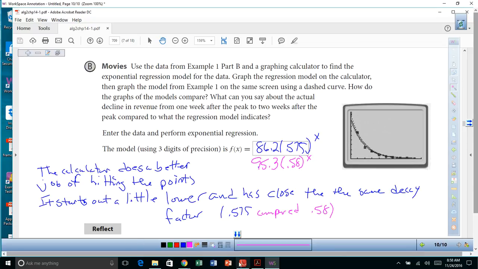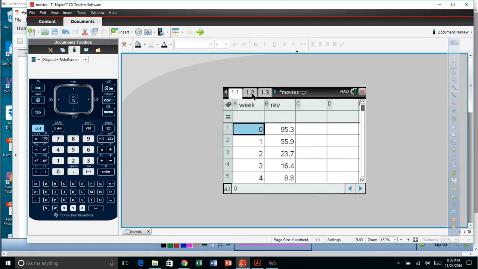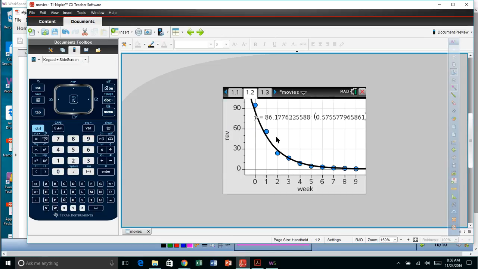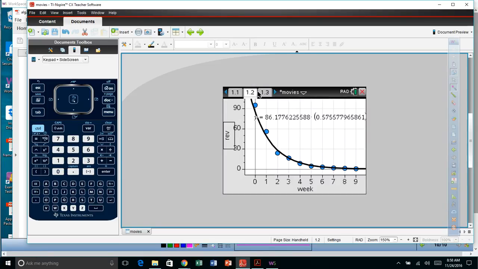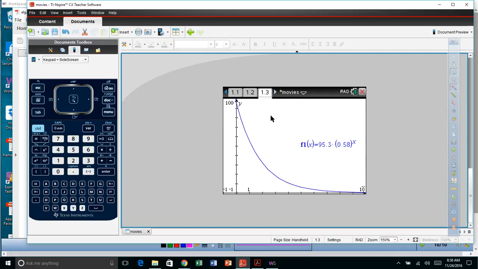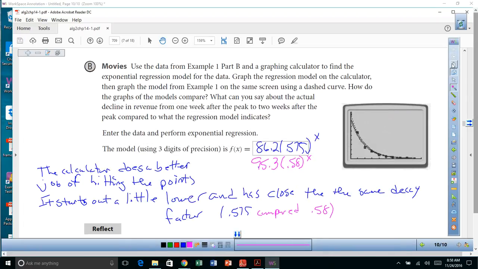And then here's what the calculator drew. Here's what we drew, and they're very, very similar. And unfortunately, on this one here, I wish I could plot those points and stuff, but the calculator won't let me do that and let you see. Good.